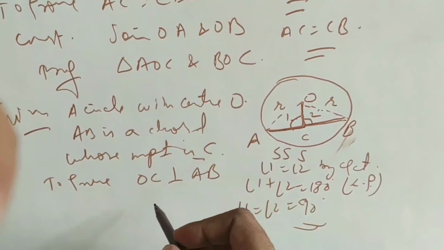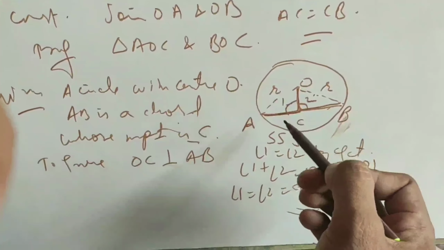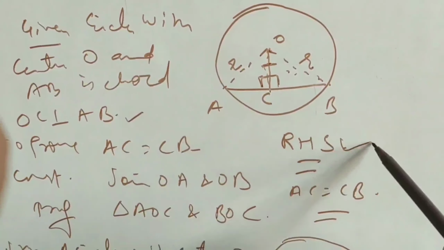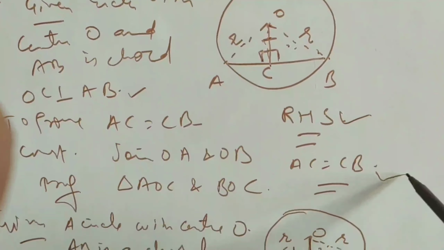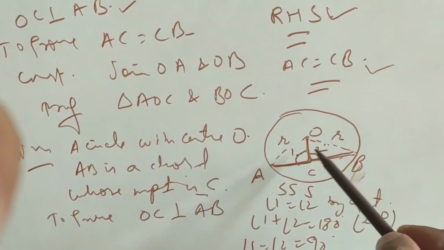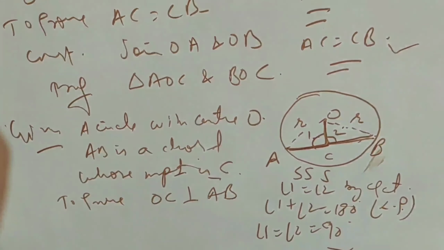You have to prove that these two triangles are congruent. I have told you the points which will be used, and the criteria, and by CPCT we will have this. Similarly, I have told you the points which will be used to prove that these two triangles are congruent, and then we can have angle 1 equal to angle 2 as 90 degrees.